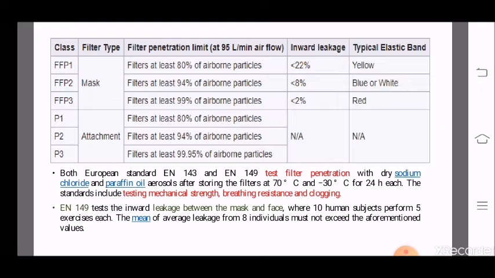The filters are also tested for penetration with dry sodium chloride and paraffin oil aerosols, and it is tested for environments of 70 degrees centigrade to minus 30 degrees centigrade. It is operated for 24 hours in the testing environment. You also have to test mechanical strength and breathing resistance available from the mask. Clogging is also a huge issue.